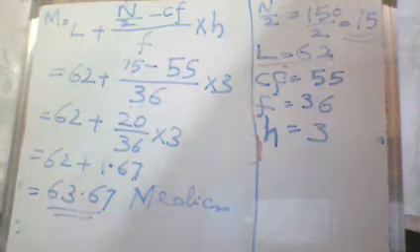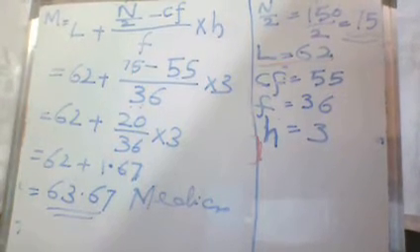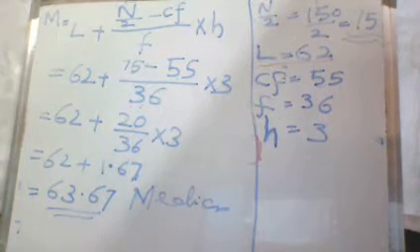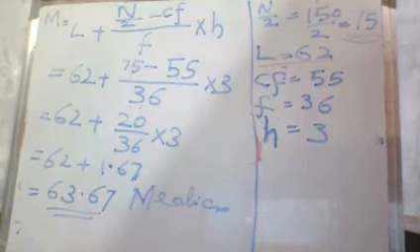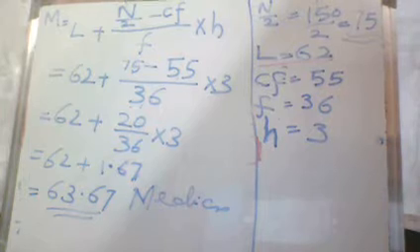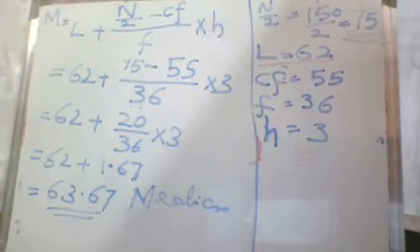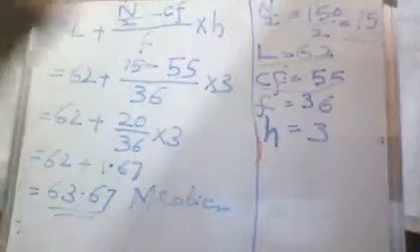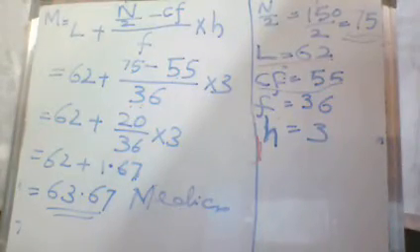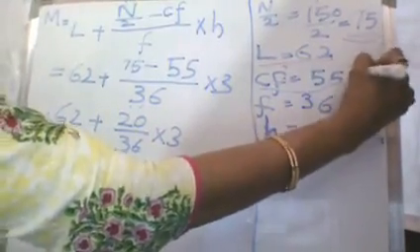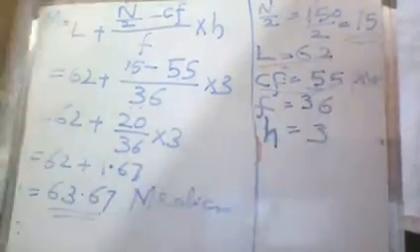63.67 is the median. These are the steps to find the median in a continuous series. What is the equation? L plus n by 2 minus CF divided by frequency into h. In this one the main thing is the cumulative frequency, the cumulative frequency of the class preceding the median class. That is the important thing.